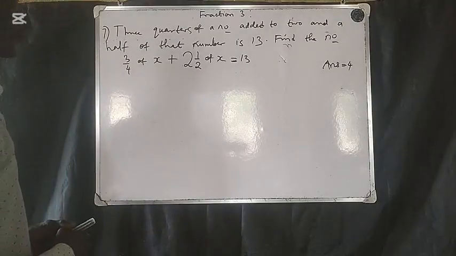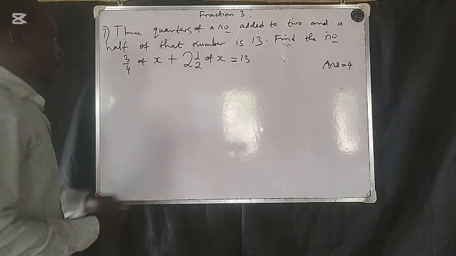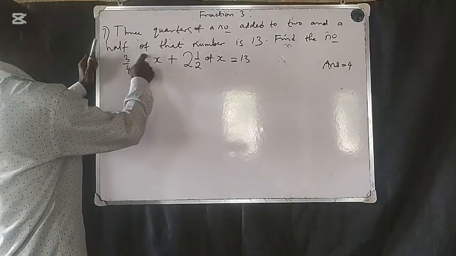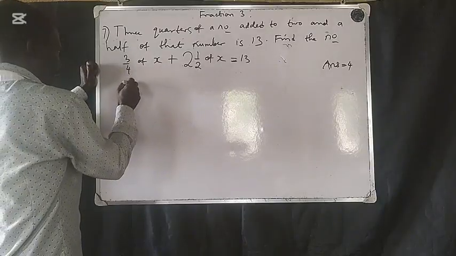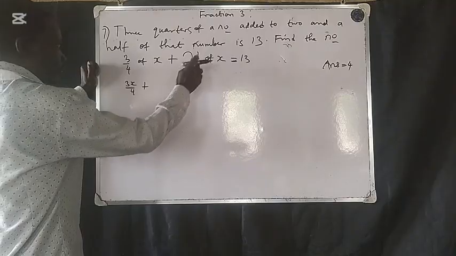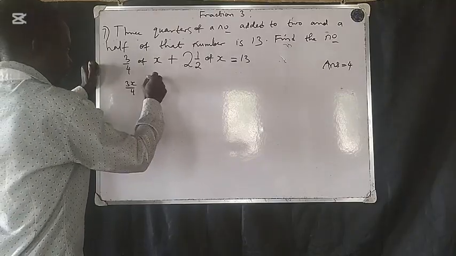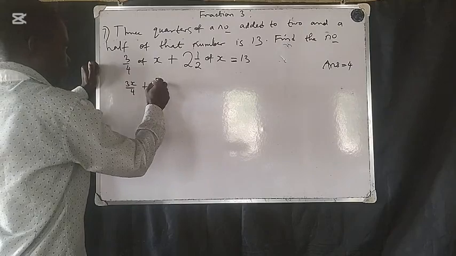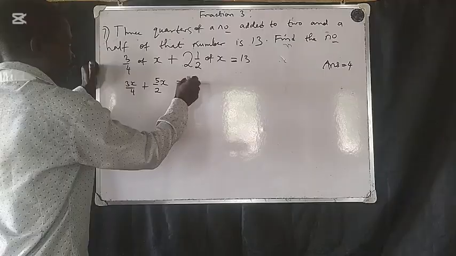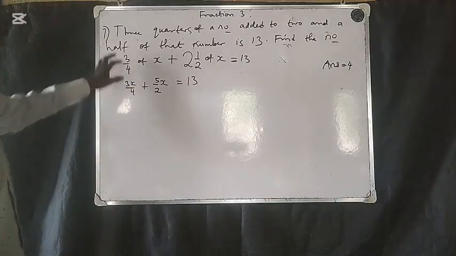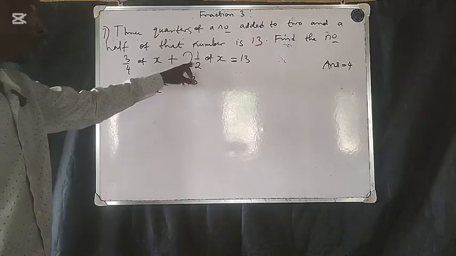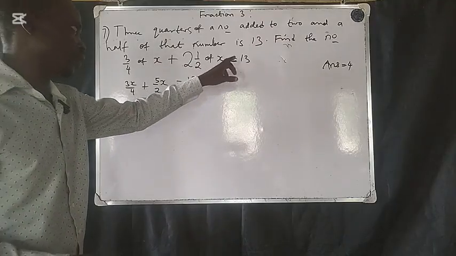Find the number. So what we do is to change this one to improper fraction. 3 of x means 3 times x, so we have 3x over 4. We have plus 2 times 2 is 4 plus 1. We have 5 over 2. Of x means times x, so we put it there, equals 13. This is 3/4 of a number added to 2 and a half of that number gives or is 13.